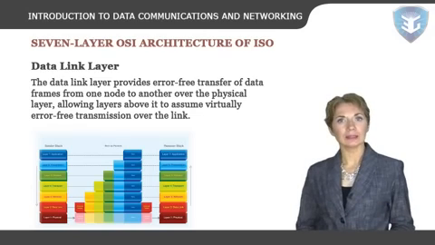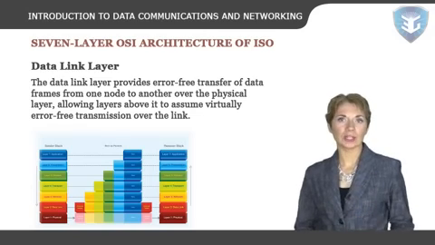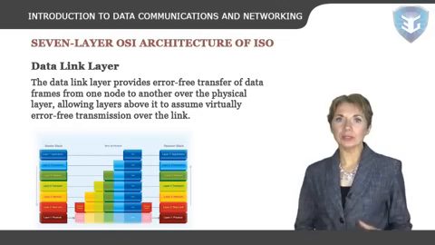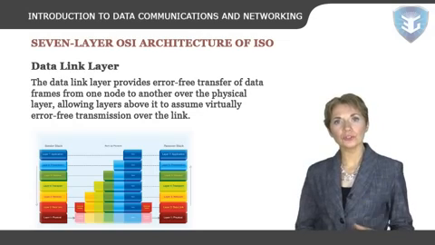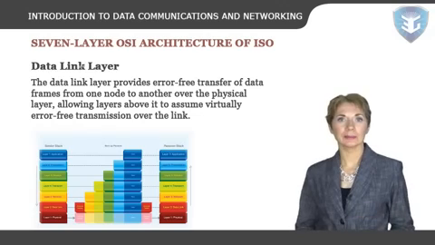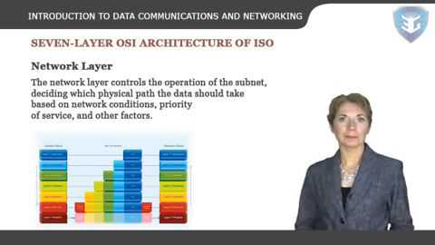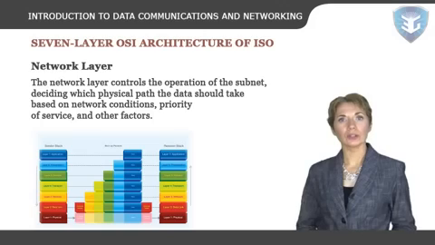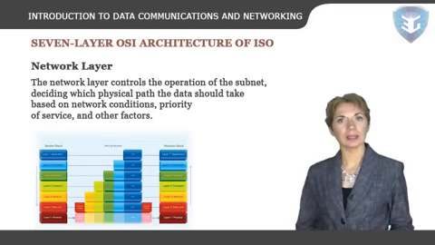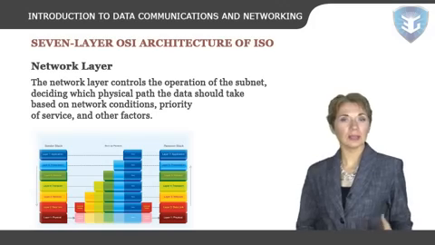Data link layer. The data link layer provides error-free transfer of data frames from one node to another over the physical layer, allowing layers above it to assume virtually error-free transmission over the link. Network layer. The network layer controls the operation of the subnet, deciding which physical path the data should take based on network conditions, priority of service, and other factors.